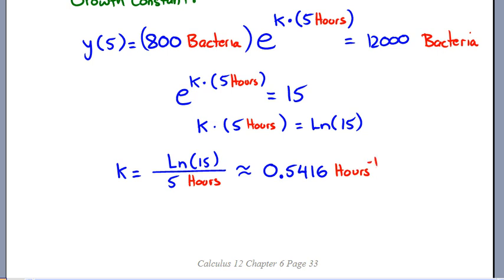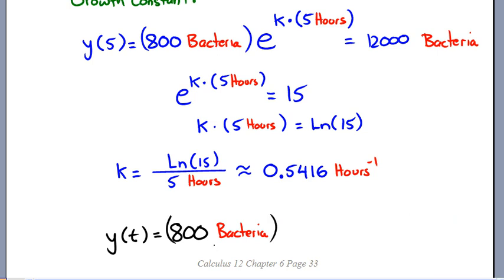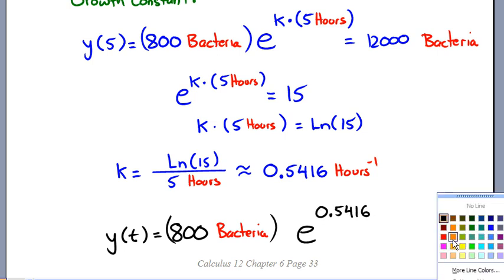Okay, I'm ready to write down my final answer. My machine that will describe this exponential growth, the amount of bacteria at any time people want to check, is equal to 800, and the units there are bacteria. You don't have to put the units in, but they're kind of helpful to see. And then e to the 0.5416 upside down hours.